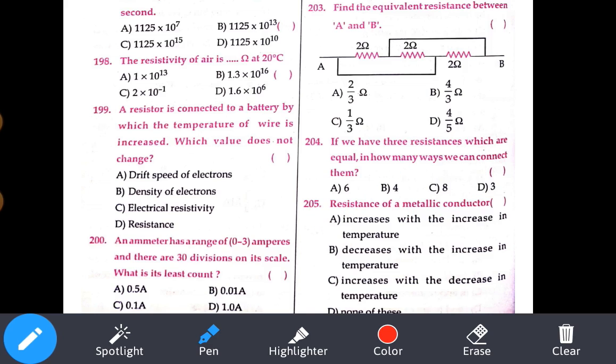So with this we have completed 205 questions. So 200 plus questions, as I told, have been covered in the electric current chapter.